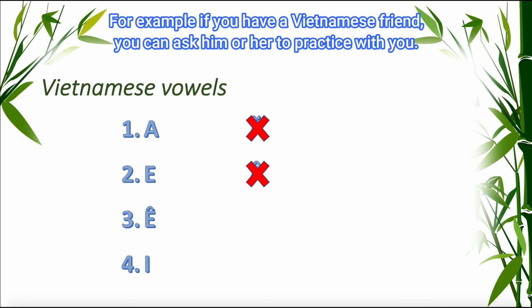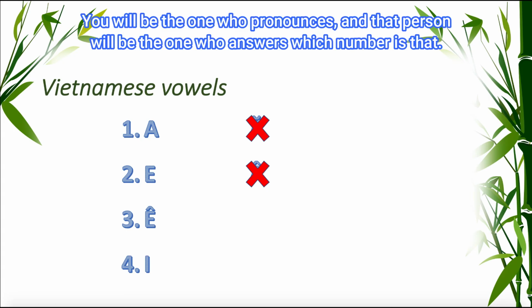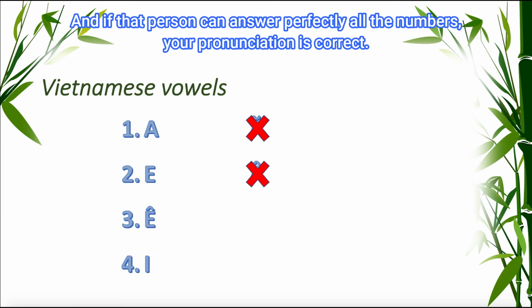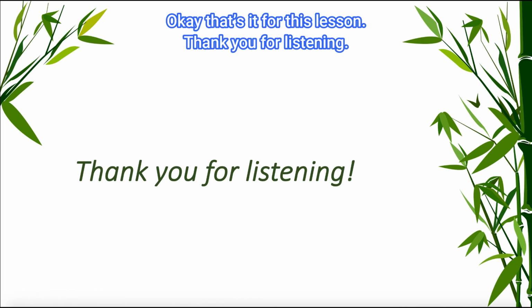Okay, I hope all of your answers are correct, and you also can use this method to practice your pronunciation. For example, if you have a Vietnamese friend, you can ask him or her to practice with you. You will be the one who pronounces, and that person will be the one who answers which number it is. For example, if you say A, that person should answer number 1. Just do it like I did before, and if that person can answer perfectly on the number, your pronunciation is correct. Okay, that's it for this lesson.